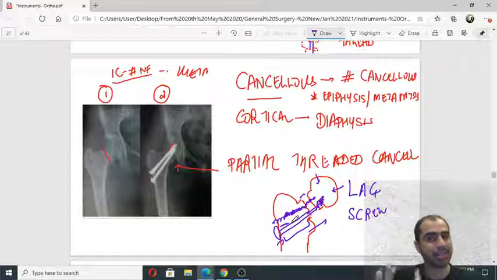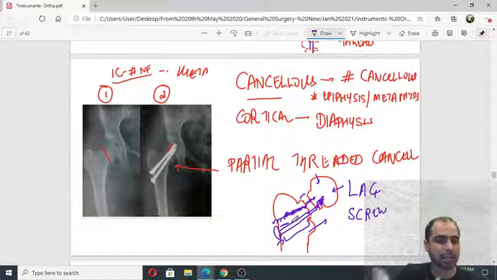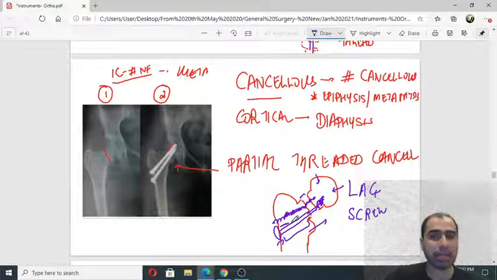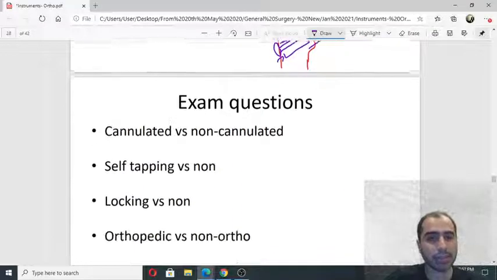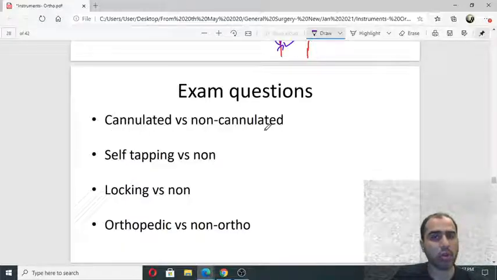Alright, this is lag screw effect, and there are other ways of getting a lag screw effect. One of the ways is using a partially threaded cancellous screw. Just some exam questions. What is a cannulated screw? What is a non-cannulated screw? Anybody? These are your exam questions.